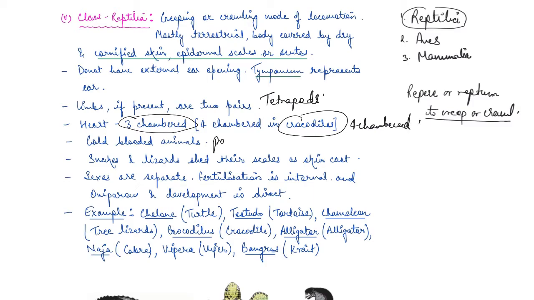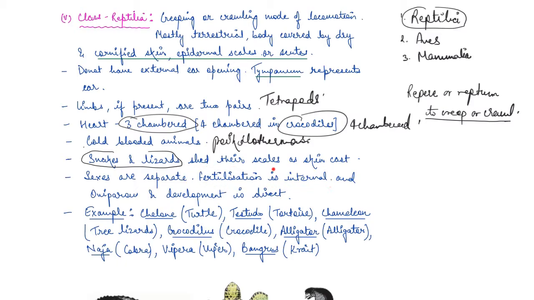Okay, they again are poikilothermous, which is cold-blooded animals. So they basically are not able to regulate their body temperature. Then two types, which are snakes and lizards. So snakes and lizards, they shed their scales as skin cast as well. Now the last thing is reproduction. So in reproduction, sexes are separate. So basically there are two separate male and female individuals.